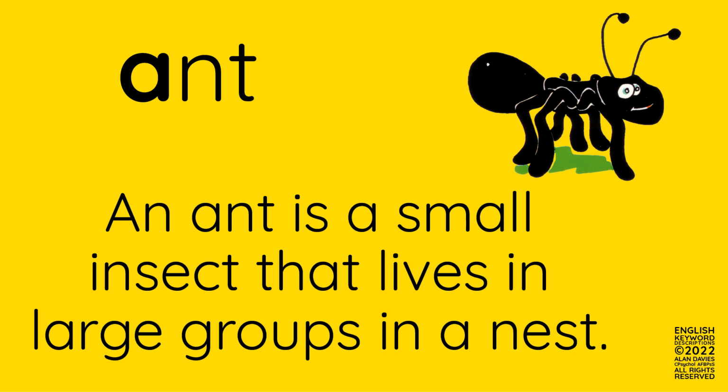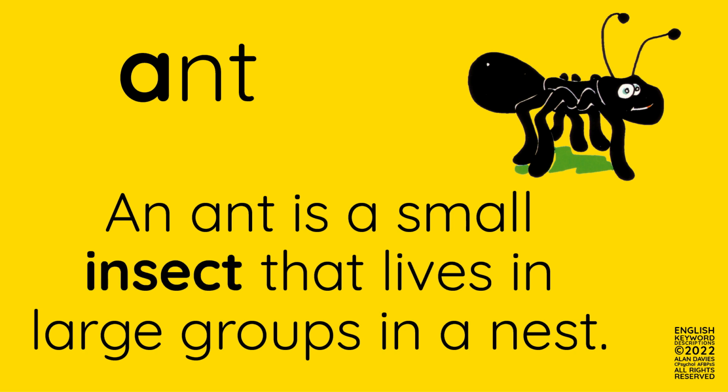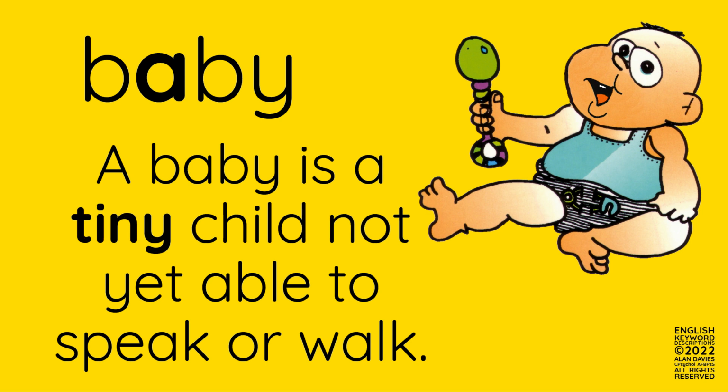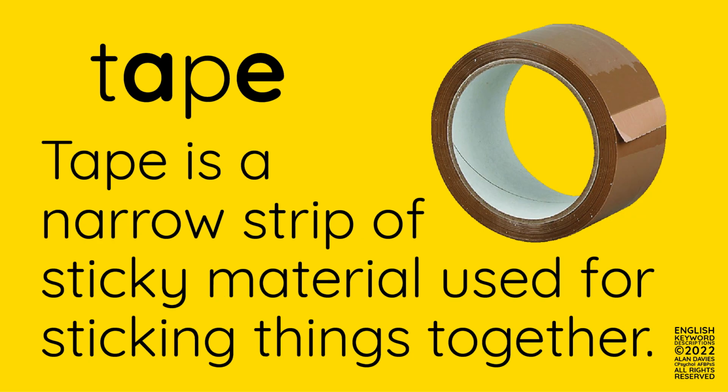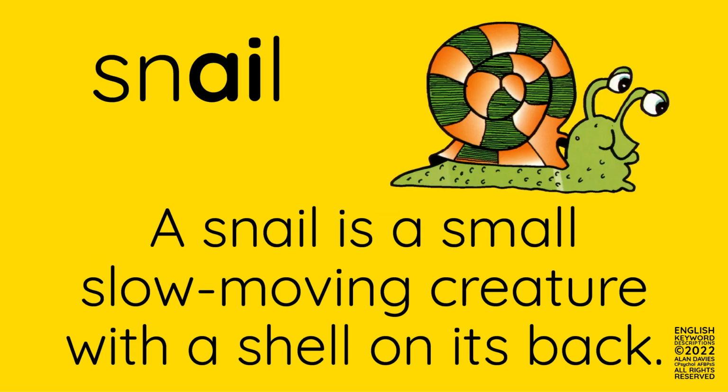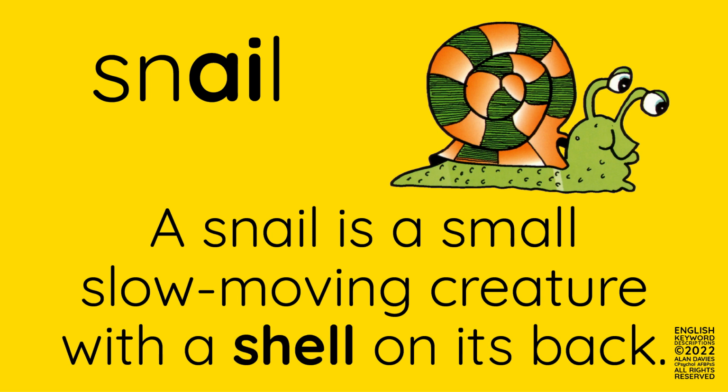Ant. An ant is a small insect that lives in large groups in a nest. Baby. A baby is a tiny child not yet able to speak or walk. Tape. Tape is a narrow strip of sticky material used for sticking things together. Snail. A snail is a small, slow-moving creature with a shell on its back.